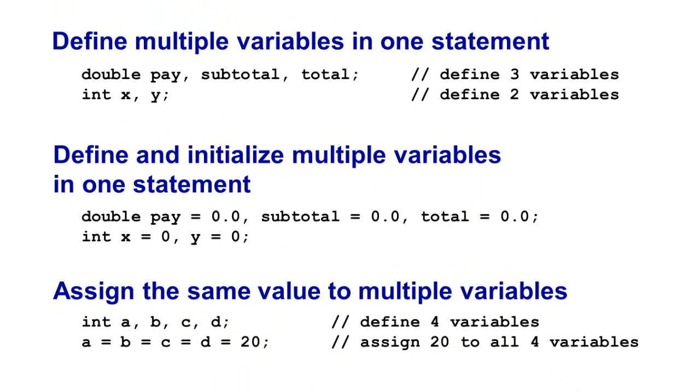So on the last line of the slide, D is assigned the literal value 20. Next, C receives a copy of the value assigned in variable D, and B receives a copy of the value that C now has, and A finally receives a copy of the value that B has. So that's a right to left associativity playing out.